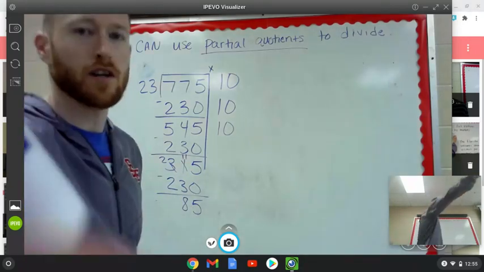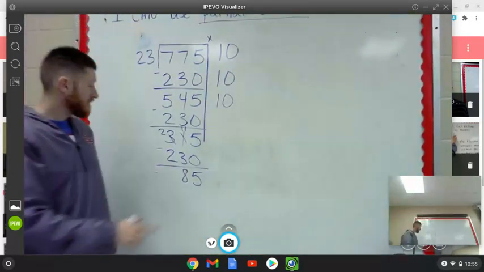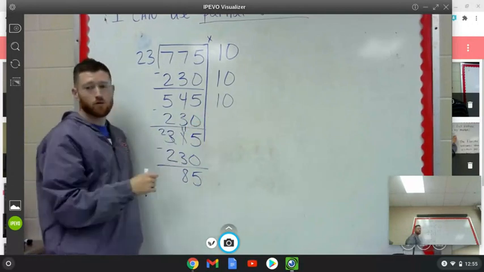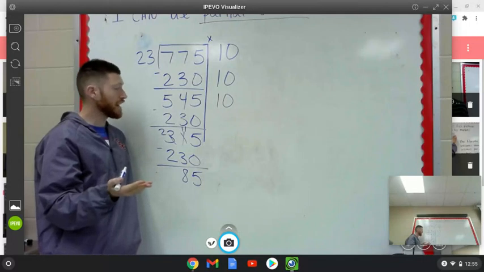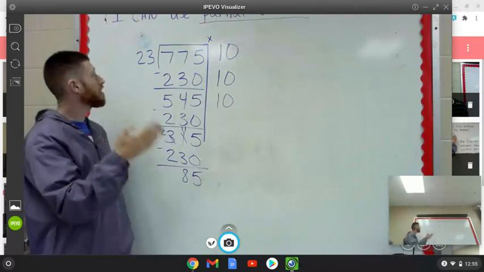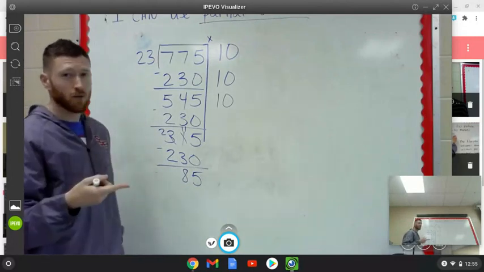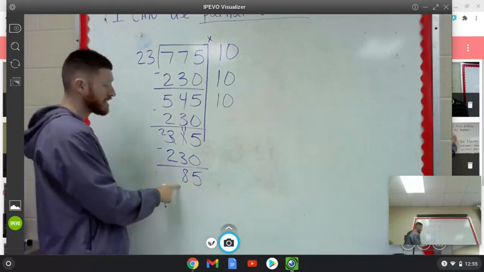Let me just move the screen down just a little bit. I'm afraid you all aren't going to be able to see the bottom. So this is now less than 230, so we cannot use 10 as a partial quotient anymore. All right, we've finished that out here. Now we've got to think about another easy number to multiply by 23 that you can do quickly in your head. You don't want it to take too long because that defeats the purpose of the strategy. It would need to be less than 85.